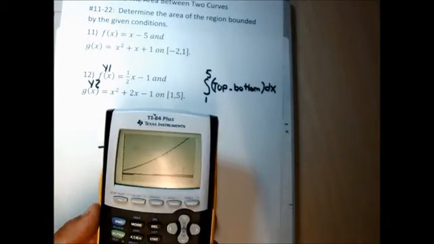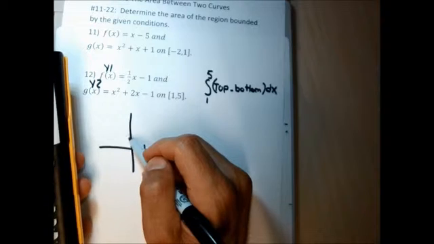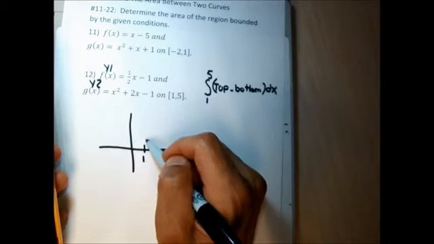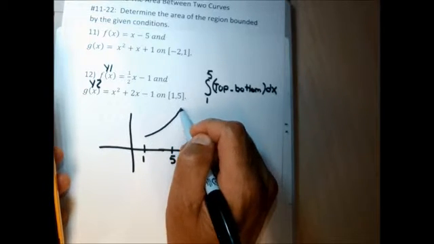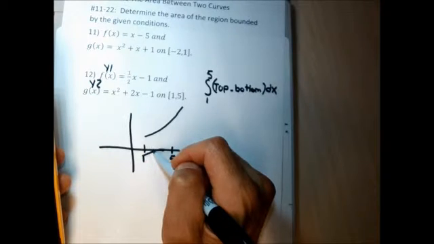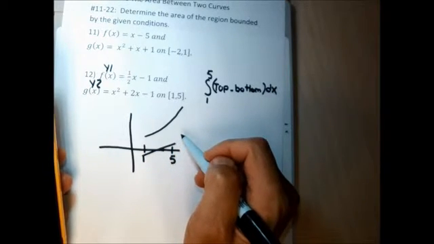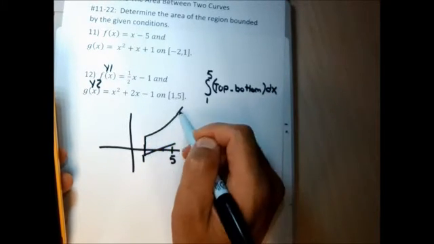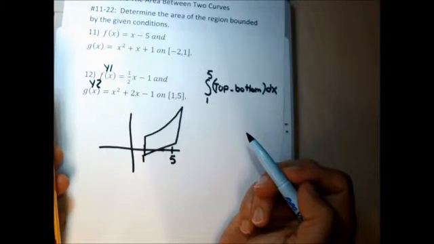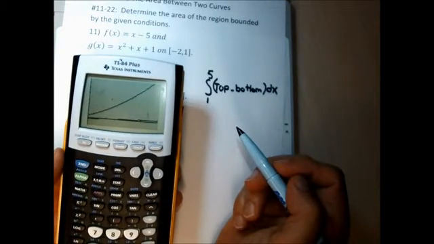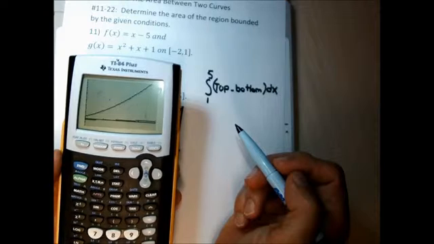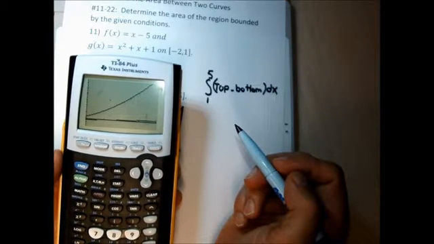So when I look at the graphs, one function looks like this, the parabola, and the other function looks like this, the line. And the important thing is that between x equal to 1 and x equal to 5, the parabola is always on top. So I'm getting from my calculator which function is on top. If the functions cross, I'm going to have to go by hand and figure out where they cross.